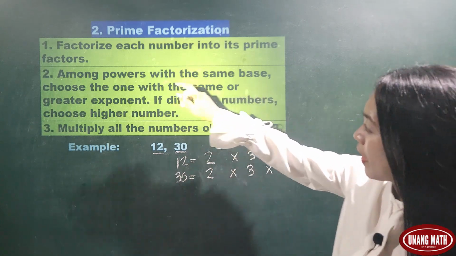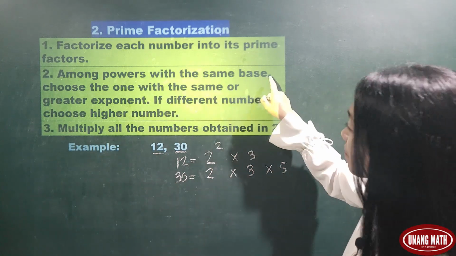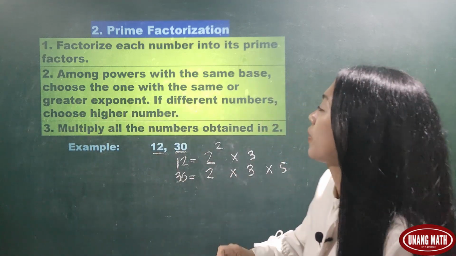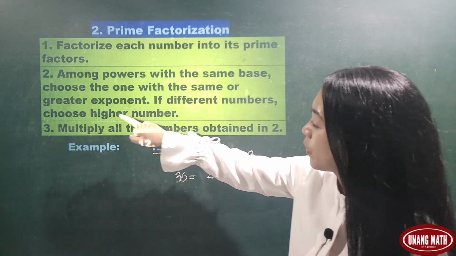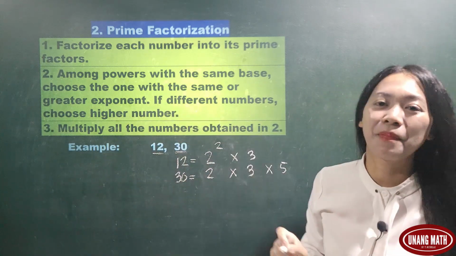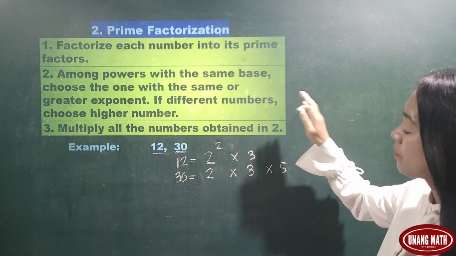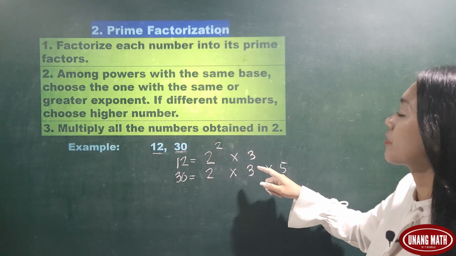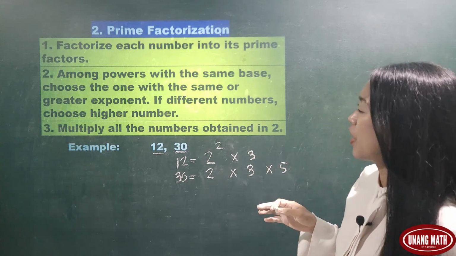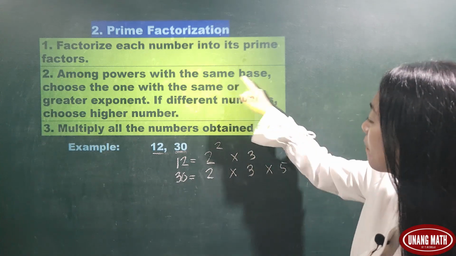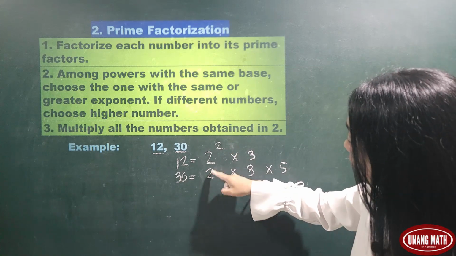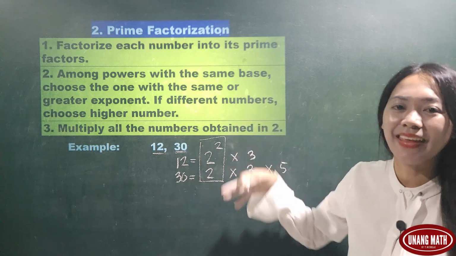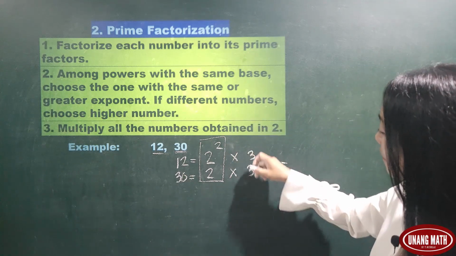Second step, among powers with the same base, choose the one with the same or greater exponent. If different numbers, we need to choose the higher number. To do this, we need to write the prime factorization of these numbers by aligning those with the same base. 2 squared and 2 have the same base 2, and these are aligned. 3 and 3, same numbers.